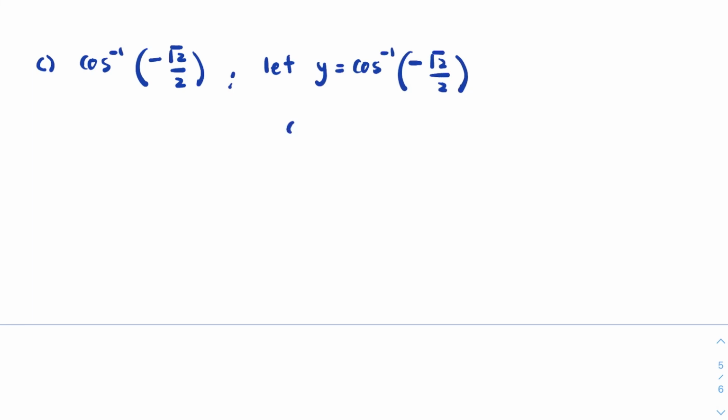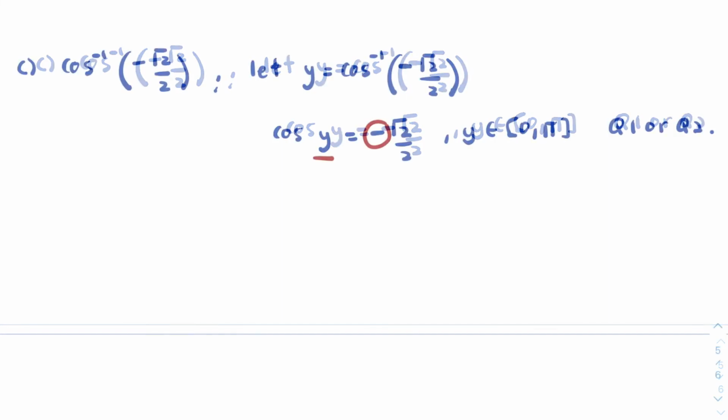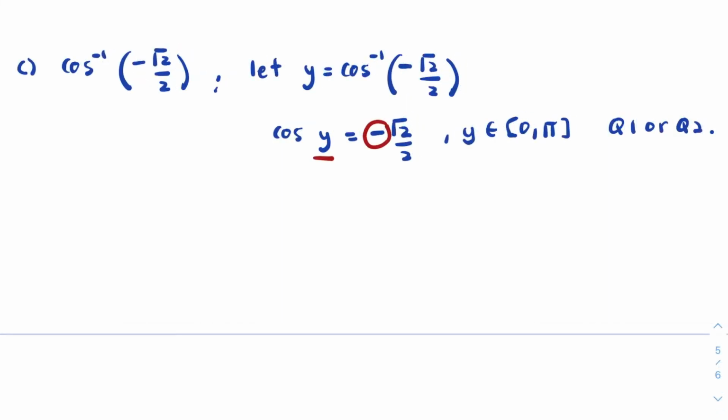Now let's look at something when you have a negative value. So you have cosine inverse negative root 2 over 2. First things first, let y equivalent to cosine inverse negative root 2 over 2. And then you make it in terms of cosine y equivalent to negative root 2 over 2, where y falls between 0 to pi, so you can know whether it is at quadrant 1 or quadrant 2.